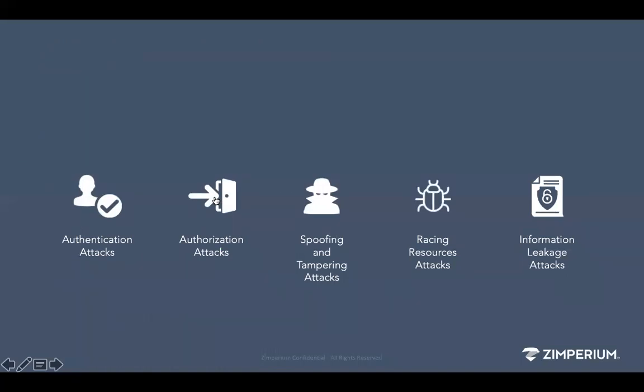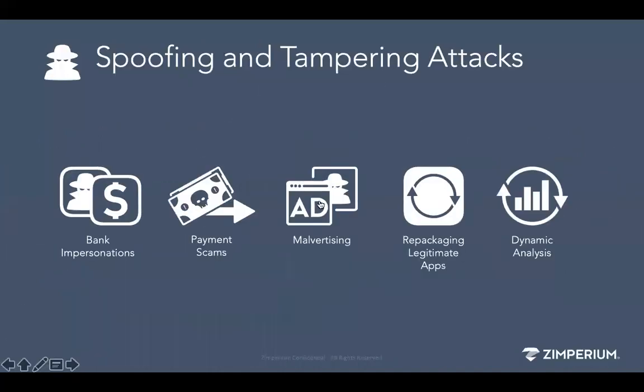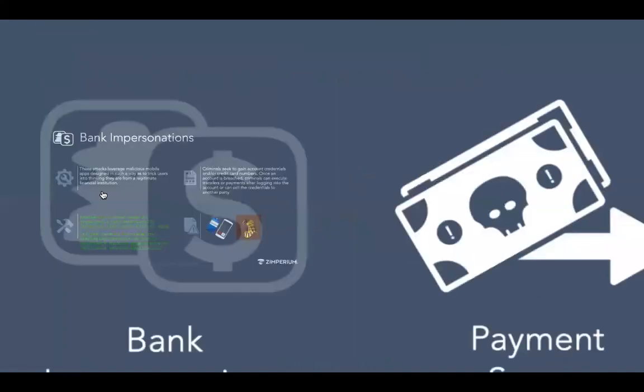So that's authentication and authorization attacks. Next we've got spoofing and tampering attacks. I'll click over here. What we're going to do is talk about how banks are being impersonated, payment scams. We're going to talk again about malvertising, which is advertising that is unintentional, and then repackaging legitimate applications. So let's go to bank impersonation.